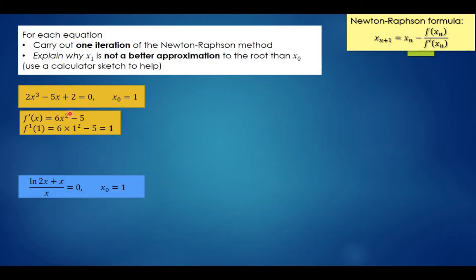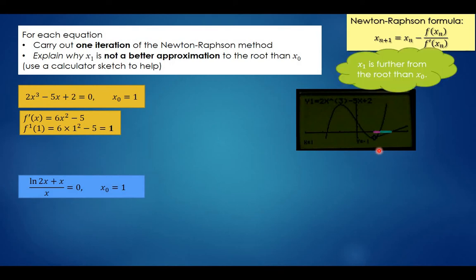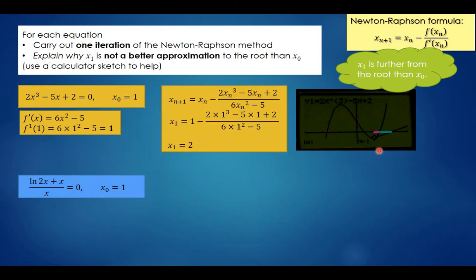Okay, so there was my gradient at the point. That's my working out if it's required. There's my graph, and I've drawn my tangent, and we can see that originally we were quite close to the root. We're now further away. So the problem with this is x1 is further from the root than x0.